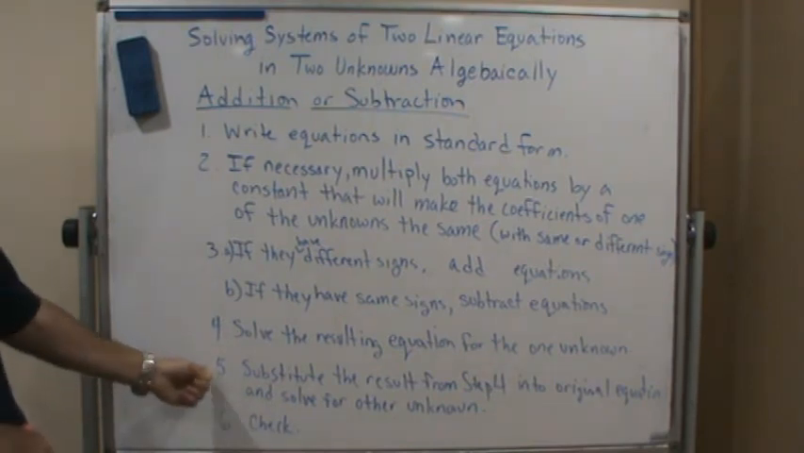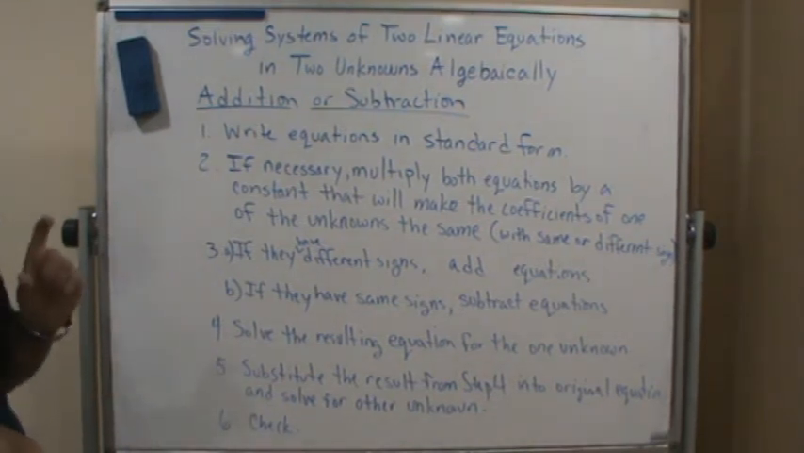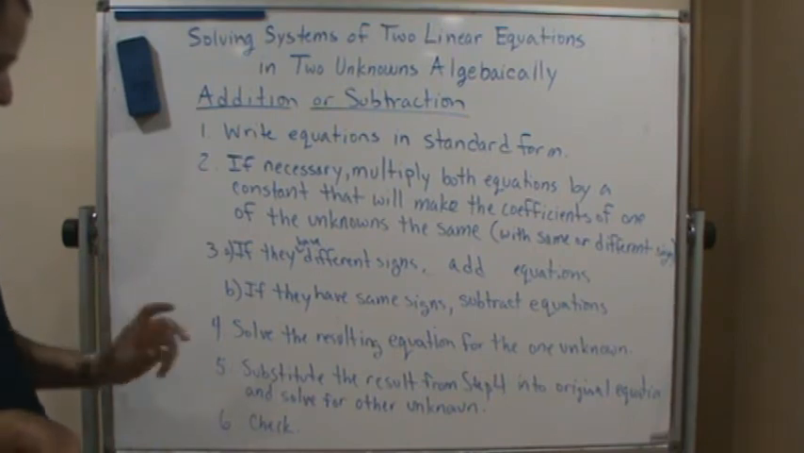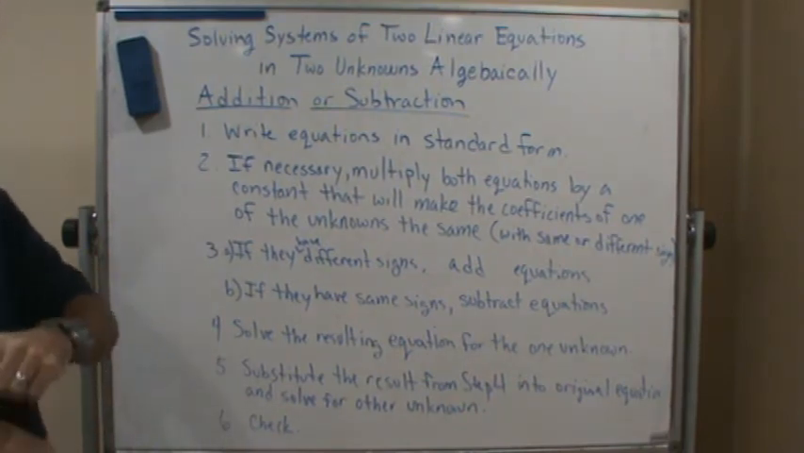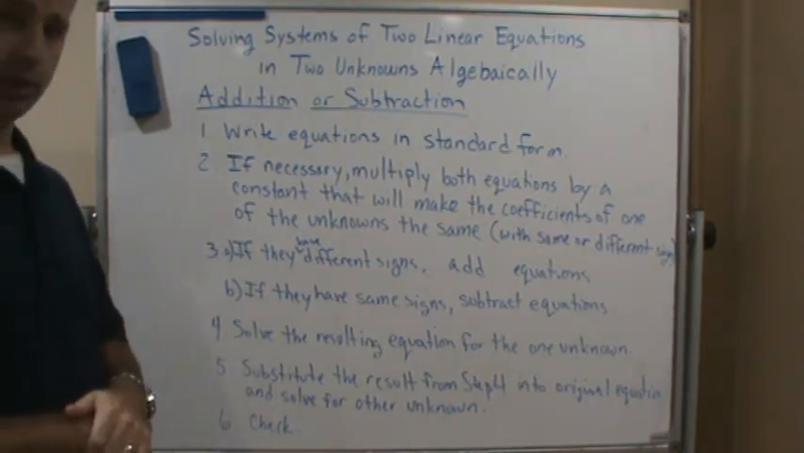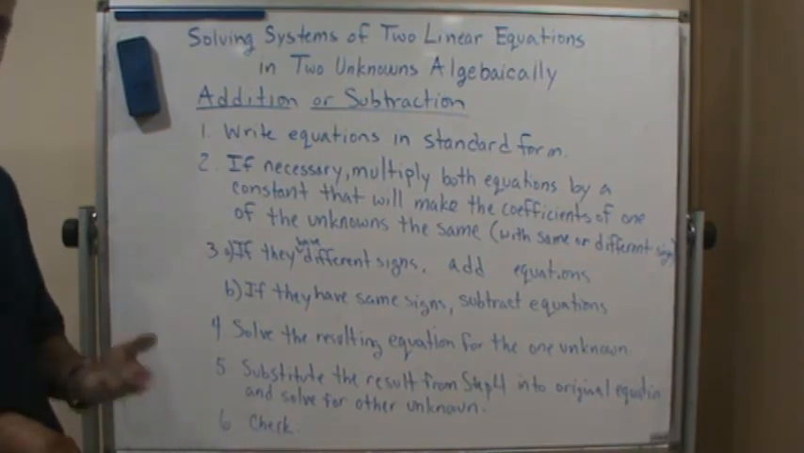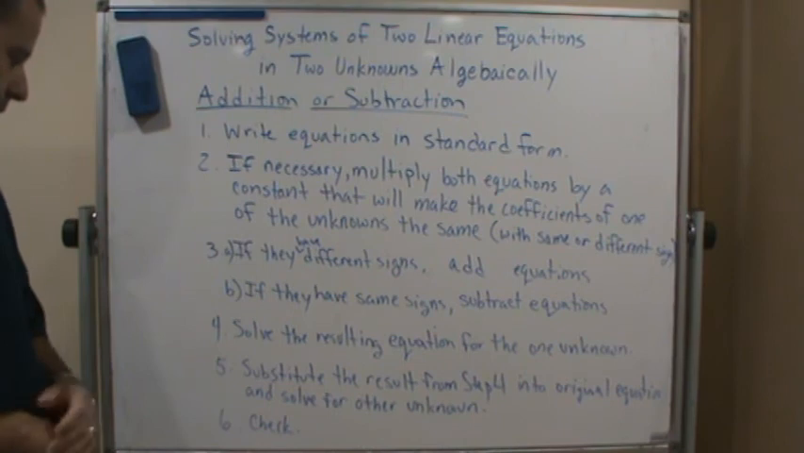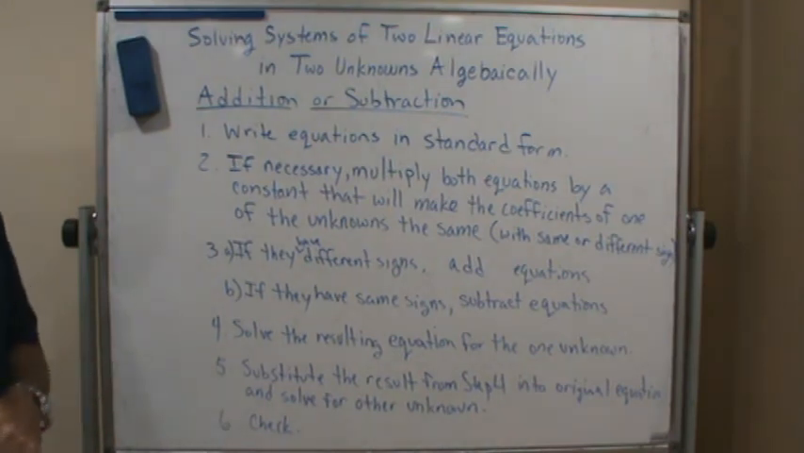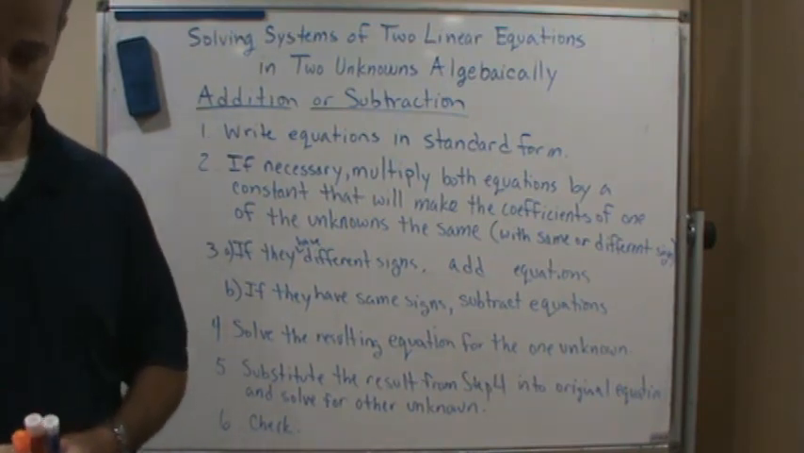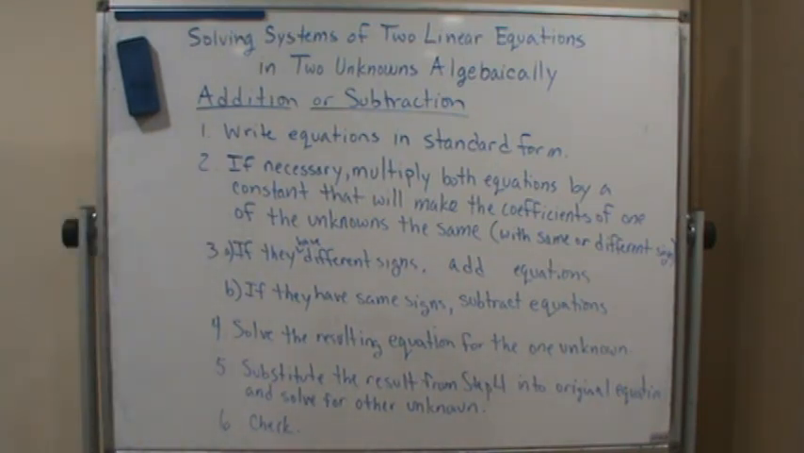And then five is we're going to take the value of the one unknown that we solved for in four and substitute that value into one of the original equations in step one and solve for the other unknown. And then step six is check to make sure that your solutions are correct. So we're going to basically make sure that we get true statements. Okay? That's it.